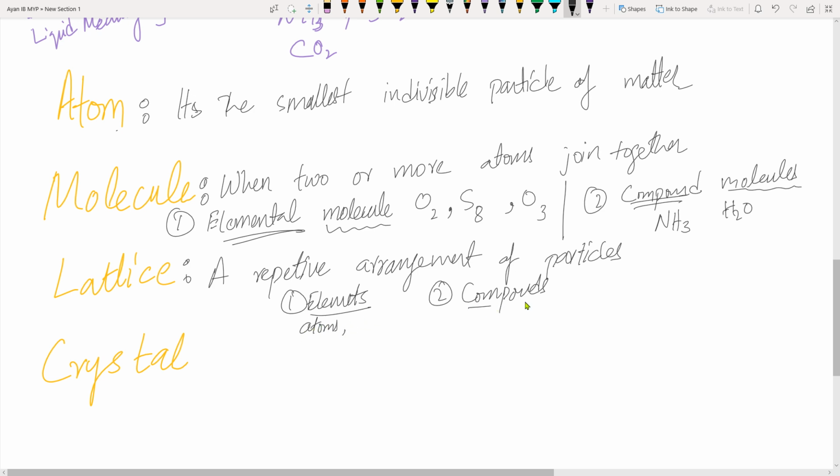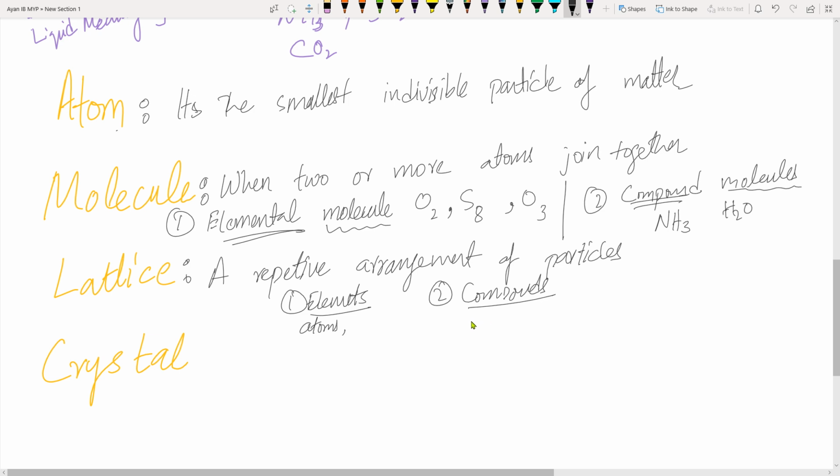Or for compounds, it could be ionic compounds, right? We're going to learn about what these ionic compounds are. I'm just going to give the idea that these could be compounds alone. And I'm not going to use the word molecule, although Cambridge does use the word molecule here, but I'm not going to call them molecules.